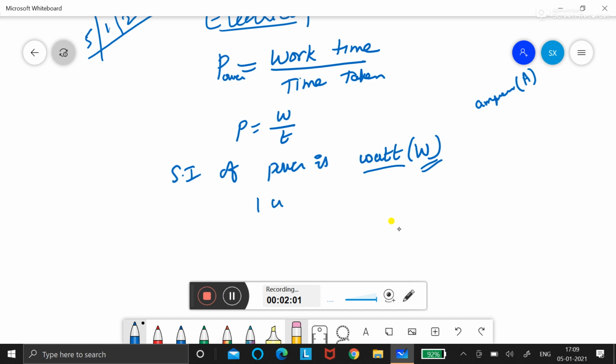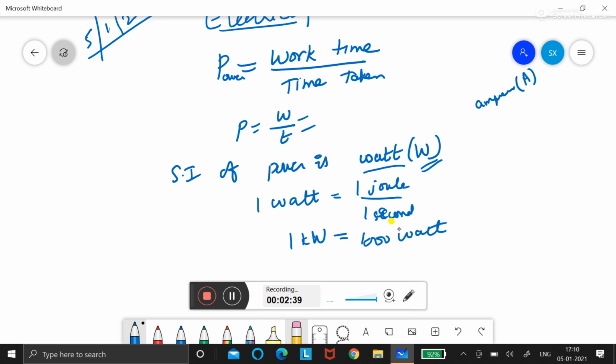Now, what is 1 watt? 1 watt is equal to 1 joule by 1 second. The SI unit of work done is joule, the SI unit of time is second, so the SI unit of power is watt. So 1 joule of work done in 1 second, we call it 1 watt. Here we will be calculating kilowatt most of the time. 1 kilowatt is equal to 1000 watt. Remember all that to do the problems.